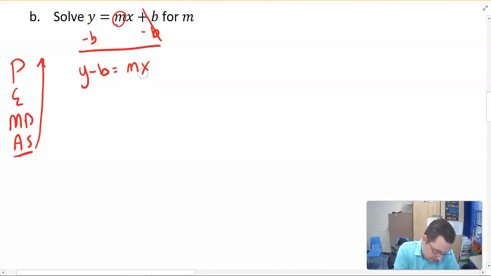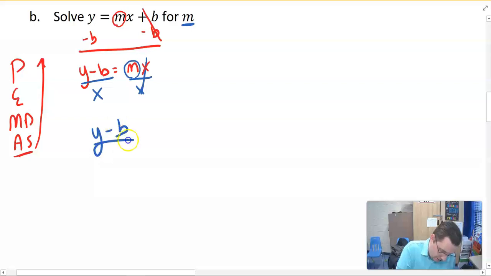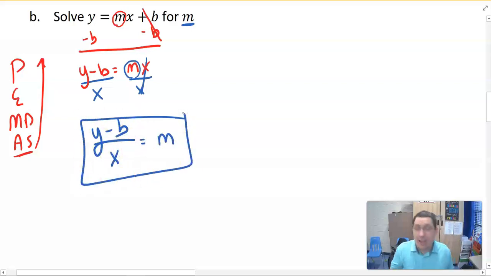The other side is mx. Then we need to get this m by itself. Always pay attention to what you're solving for. What's attached still? That's the x. So we're going to divide by x on both sides. Again, what you do to one side, you have to do to the other side. The x's here will cancel. There's nothing that will simplify on that left side. So we write just what it says: y minus b, all over x, is equal to m. That's the final equation solved for m.